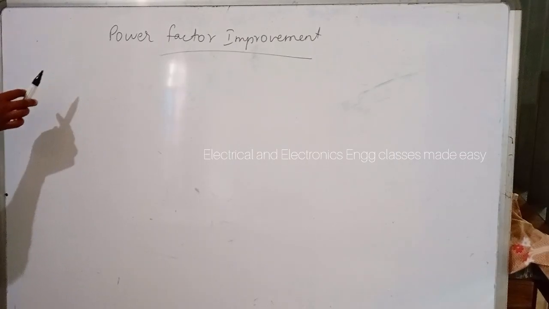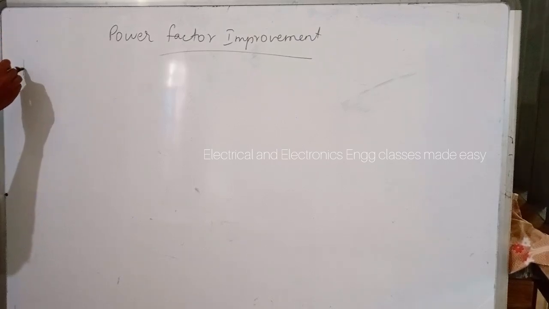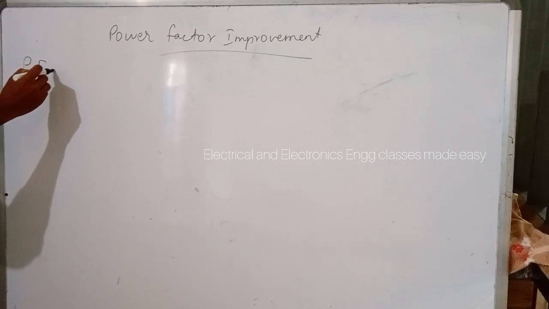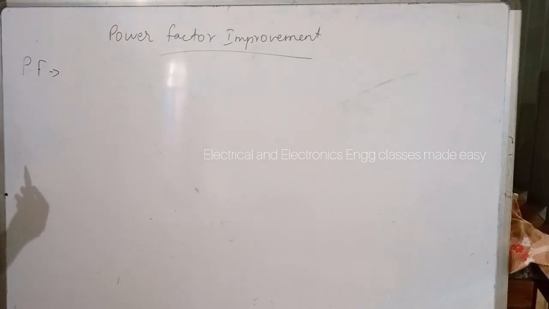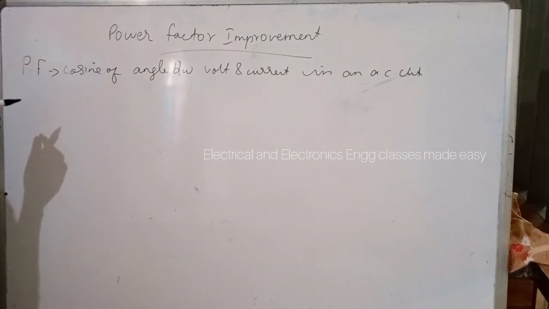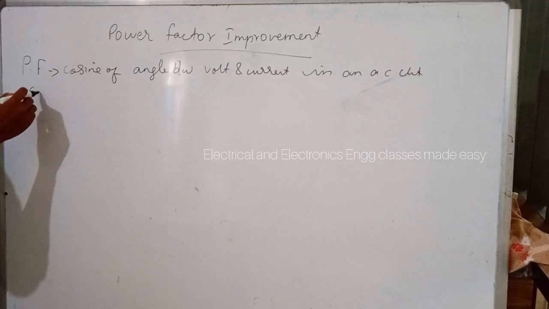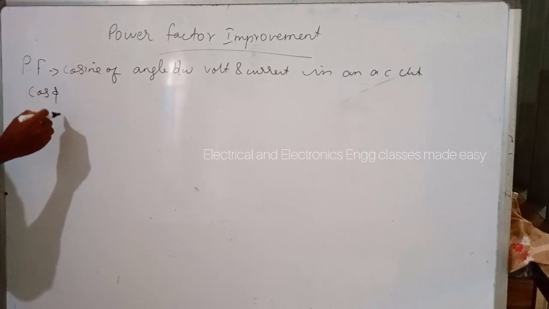Today's class is about power factor improvement. So, what is power factor? Power factor is the cosine of angle between voltage and current in an AC circuit. That is, it is represented as cos phi.